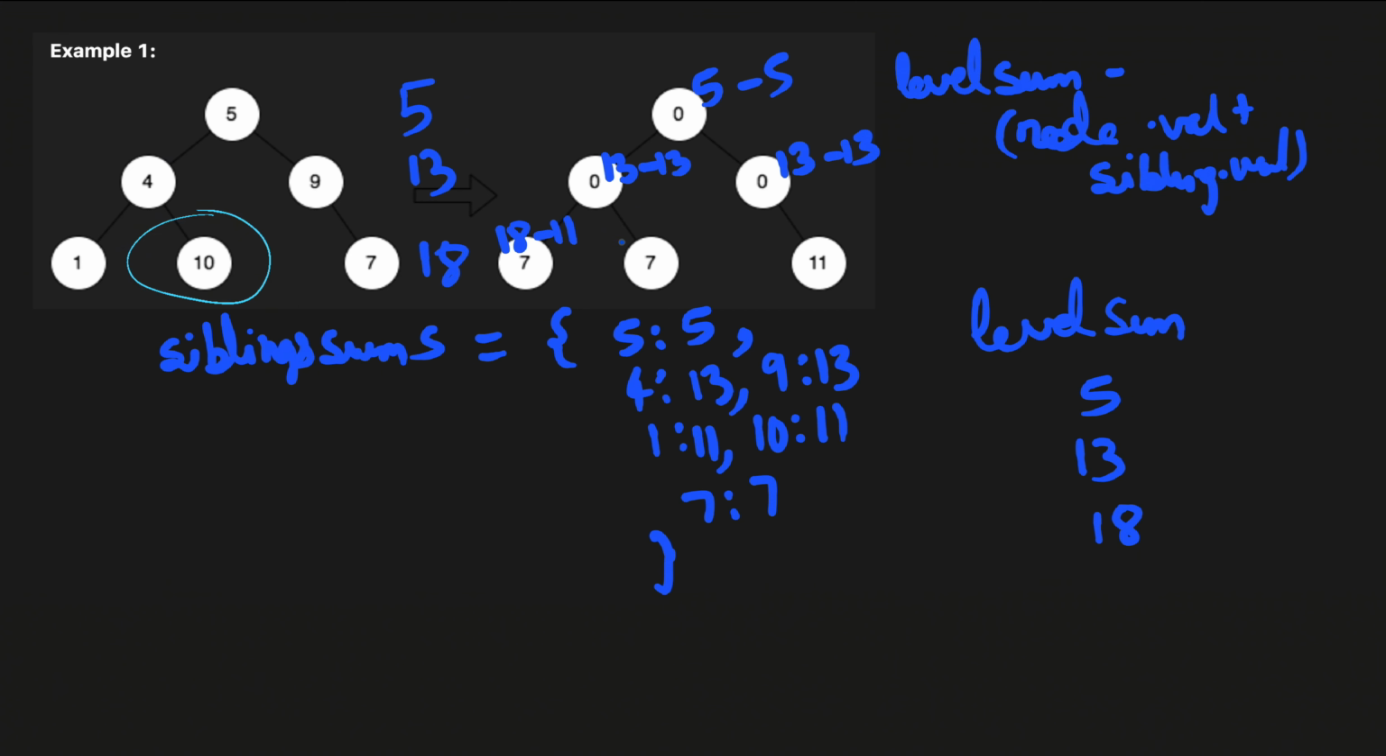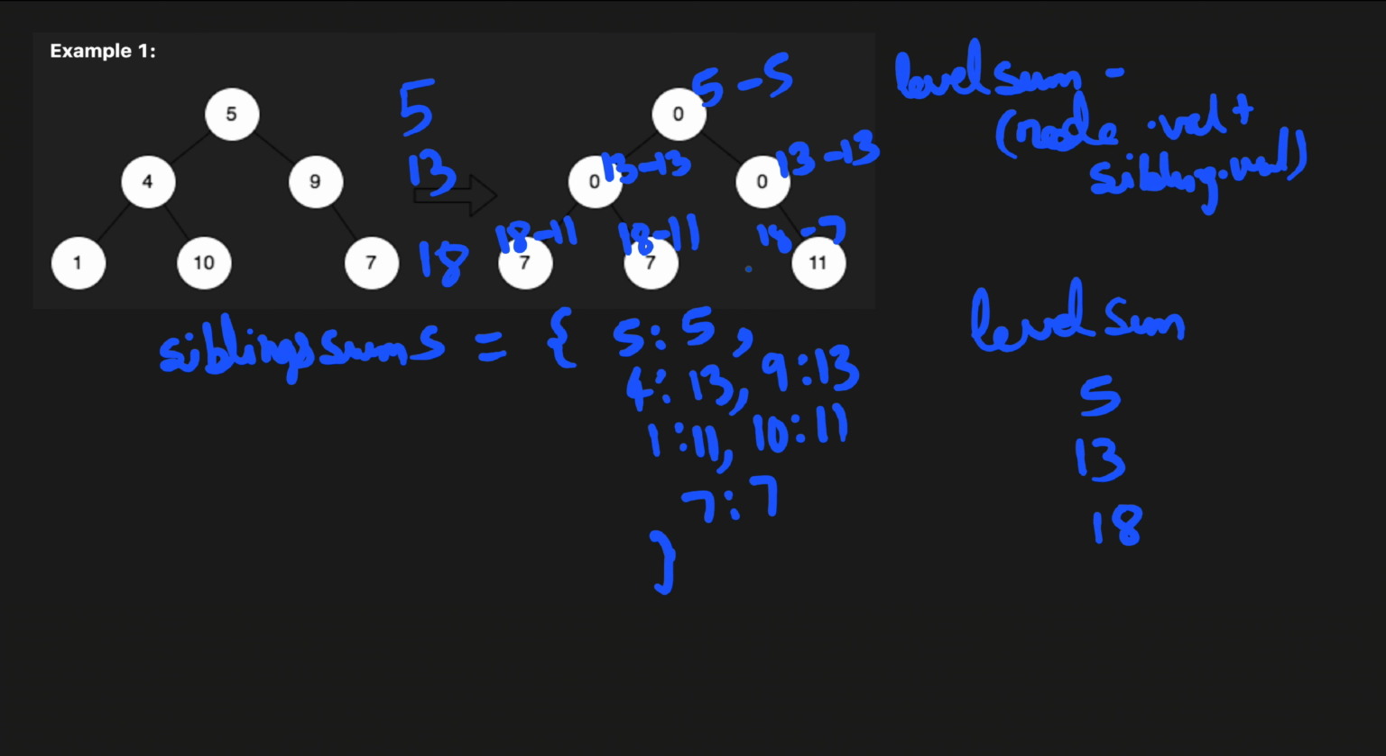Similarly, for node 10 the corresponding sibling sum value is again 11. So we subtract 11 again from 18, and we again get cousin sum as 7 and we replace node 10's value with 7. And finally we come to node 7. Sibling sum is 7, so we subtract it from 18 and get the value as 11. So that's how the whole logic will work.